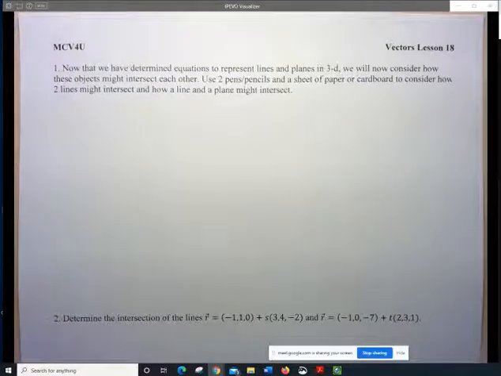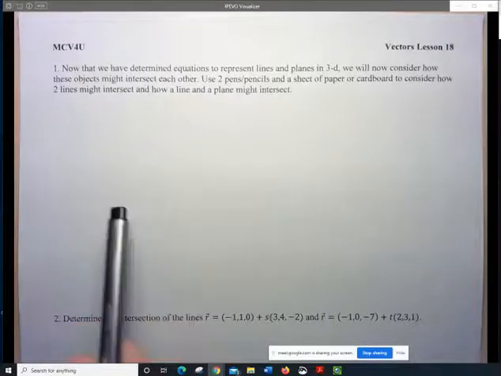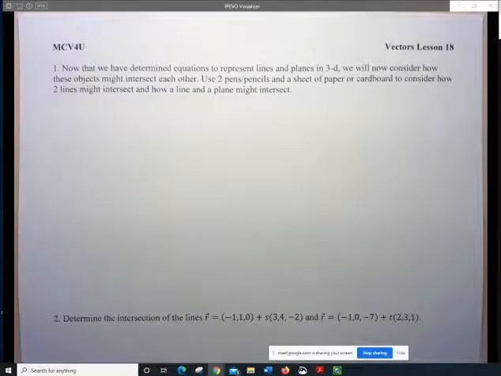I'll give you maybe 2-3 minutes to quickly jot down or draw a diagram to represent each of those scenarios. And if you have any questions, just use the chat. I'll give you a couple of minutes to work on that.